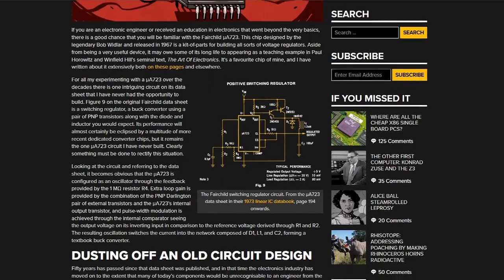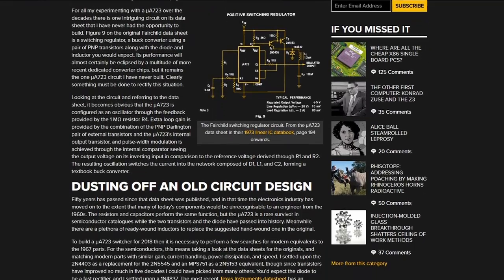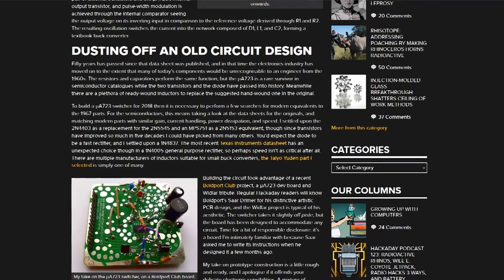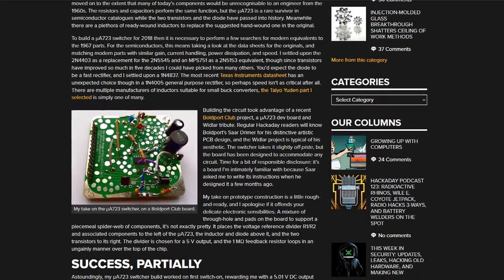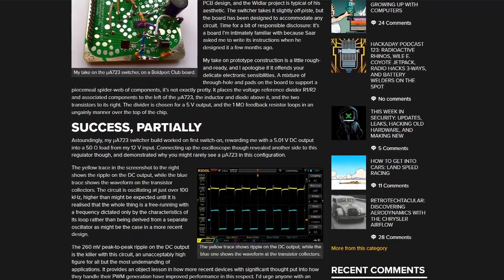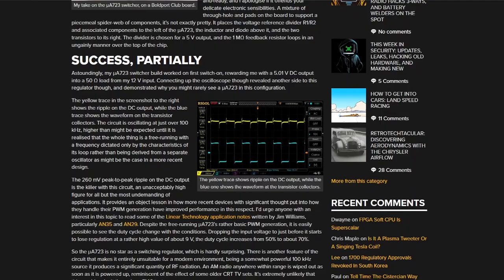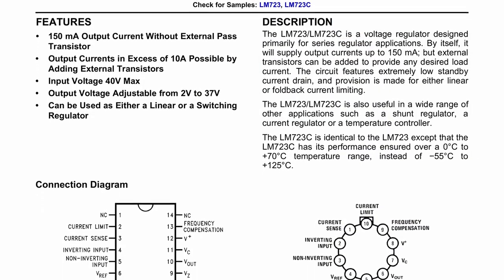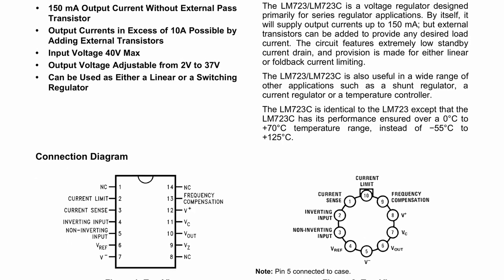Now, there's an excellent article about this IC over on Hackaday.com, so definitely go read that article. The author plays with figuring out how to use it as a switching regulator, because this IC is primarily used as a linear regulator. And for our application here, for this power supply unit, I believe that this IC is used as a linear regulator for all 4 power rails.